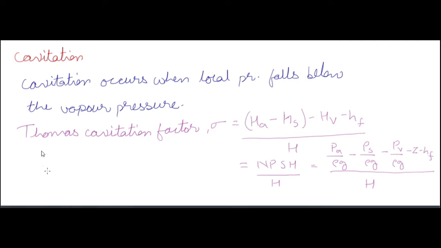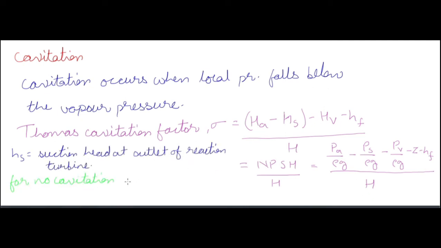So for checking the cavitation, we have Thoma's cavitation factor. Thoma's cavitation factor sigma is equal to (HA minus HS minus HV minus HF) by H. HA is the available head, means gross head or available head we have, minus suction head HS, minus HV means vapor pressure head, and minus HF means head loss due to friction, and by H which is net head.